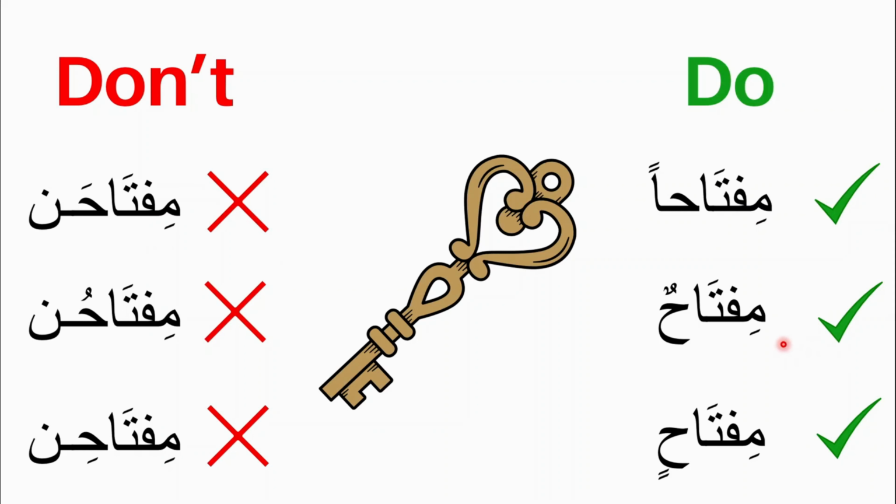This is wrong. Let's go to tanween al-damm or tanween al-rafa'. You have to say miftahun. Again, I pronounce noon with damma, but it is wrong to write it this way. This is wrong. You don't add noon.